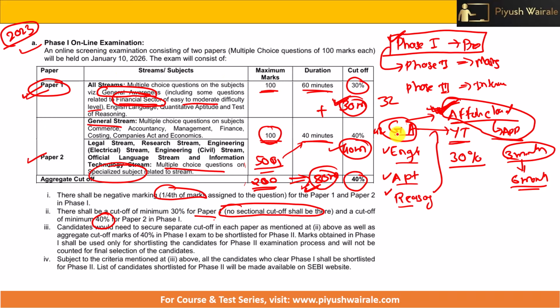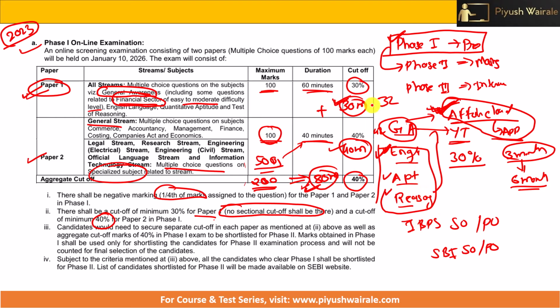Okay. This is about general awareness. Then we have the English, aptitude, and reasoning part here. So you can refer to any IBPS SO or PO or SBI SO or PO exam. This topic is common for all these exams. So you just have to solve these questions. Okay. Try to refer to all the previous year questions of IBPS SO/PO or SBI SO/PO exams for this English, aptitude, and reasoning part.